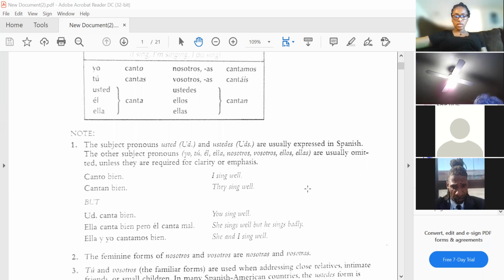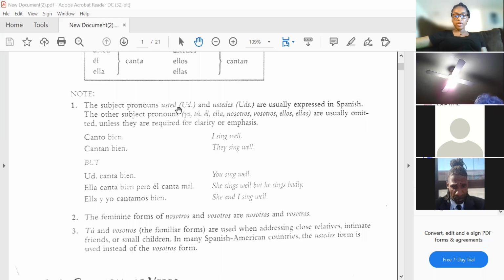The subject pronouns usted and ustedes are usually expressed in Spanish. The other subject pronouns are usually omitted unless they are required for clarity or emphasis. So just to say I sing well, you can say canto bien, or they sing well, cantan bien.